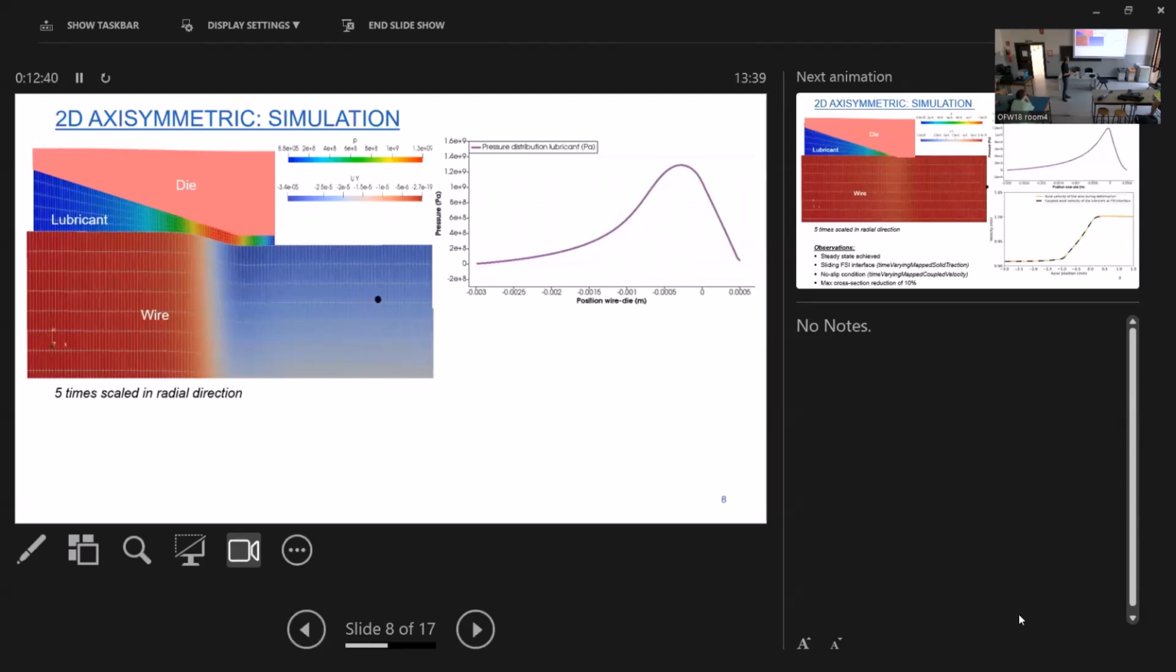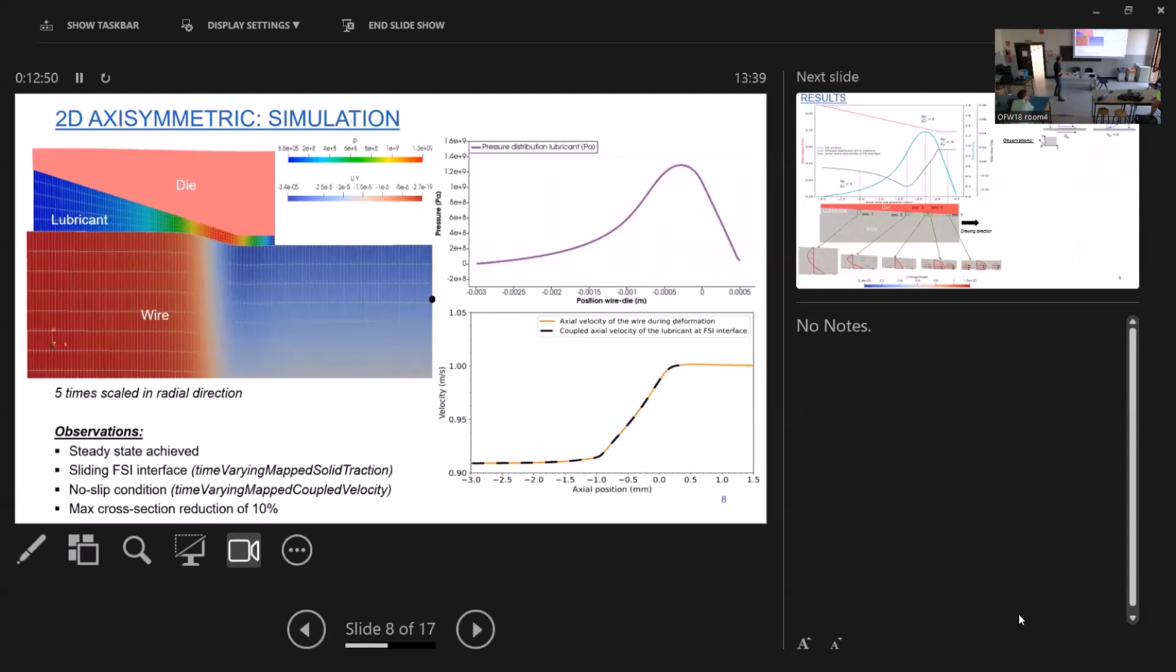So as you can see, the pressure distribution does not change anymore. This figure here is 5 times scaled in the radial direction. So what do we observe? We achieved a steady state, as well as, with the implementation of the sliding FSI interface, the time varying solid interaction condition required. We have a no slip condition, which can be seen here in this graph.